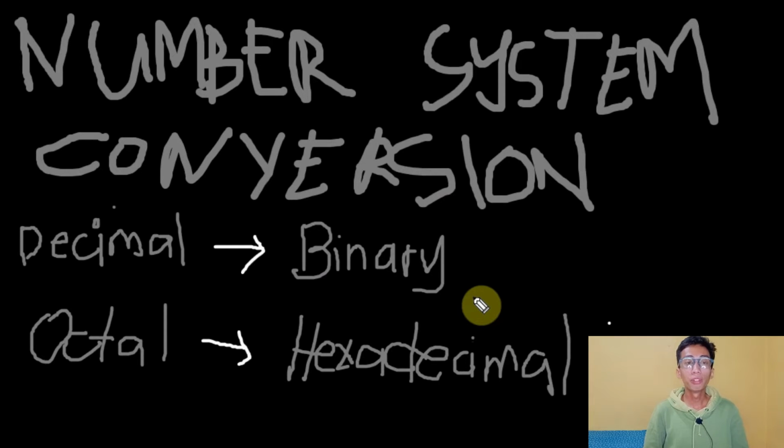I'm only going to be covering two conversions. The first one is from decimal to binary and the second one is from octal to hexadecimal. Before we start, I'll be giving a short review of what these number systems are so that it will be less confusing during the conversion.